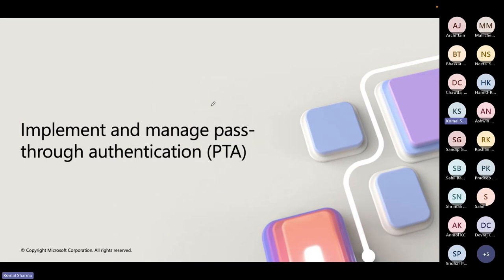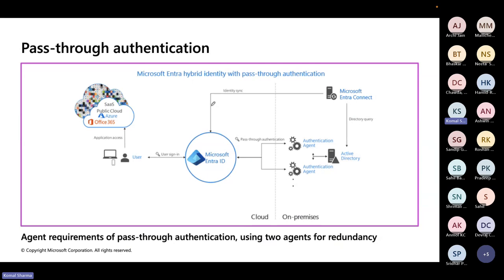Next, you have another method, which is pass-through authentication. In pass-through authentication, there is an agent requirement, using two agents for redundancy. Here you will notice there is a user and there is your Microsoft Entra ID. When a user is trying to connect, there is an authentication agent working for the sign-in method. Then through the Entra Connect, the user connects with Entra ID and is able to use the cloud services.